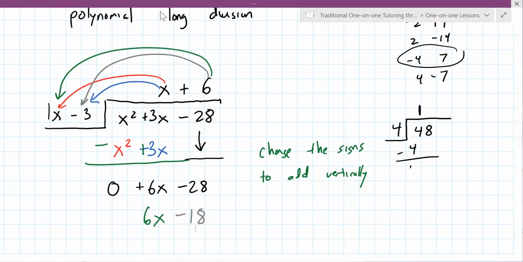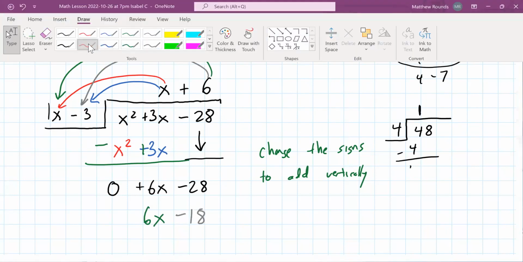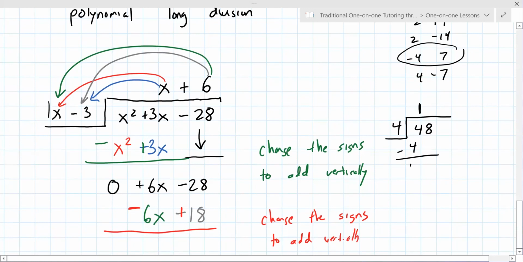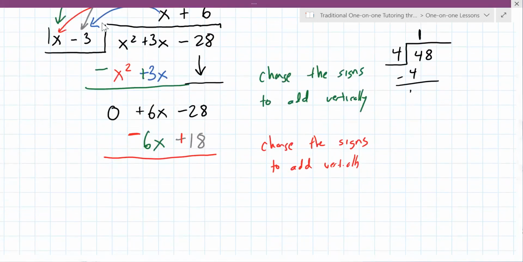And again, super critical. I really want you to do it this way. Change the signs to add vertically. The reason you don't do that in the old long division is, first of all, you didn't really understand addition and subtraction, but subtraction always worked out nicely because there weren't pluses and minuses. But here you really want to change positives to negatives and negatives to positives. And it will help. It will truly help.